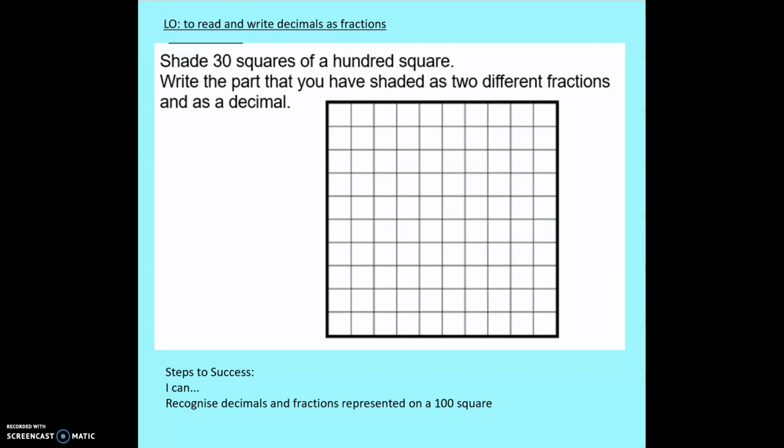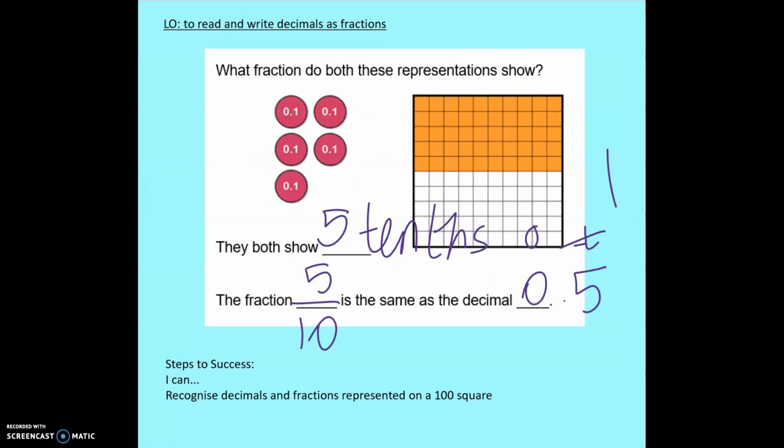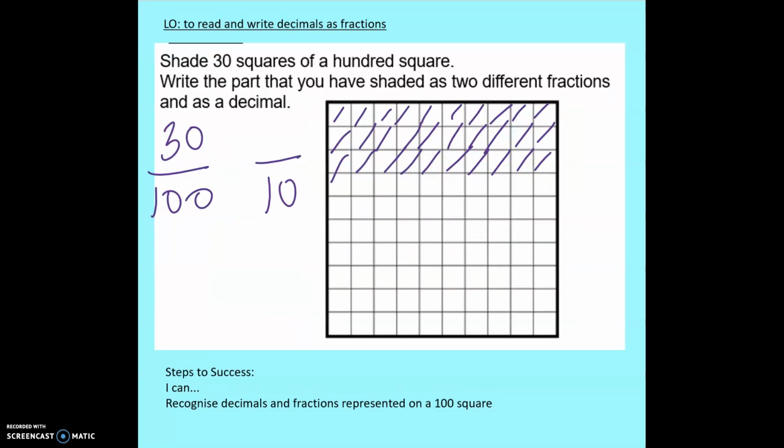See if you can have a go at this one. Shade 30 squares of the 100 square and write the part that you have shaded as the 2 fractions as well as the decimal. I'm going to pause the video and I'm going to colour 30 chunks in for you. So I've coloured 30 chunks in for you. We know that that's 30 over 100. Can you think of what that's going to be over 10? Here we had 50 over 100 was the same as 5 tenths. So what's 30 over 100 going to be? Have a quick think, see if you can guess it. If you guessed 3 tenths, you've got it correct. 30 hundredths is the same as 3 tenths.